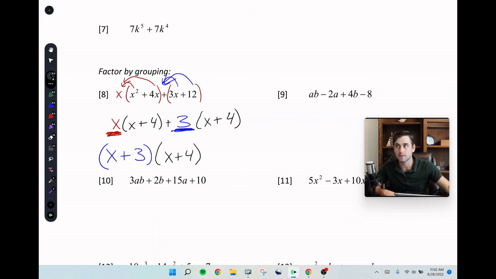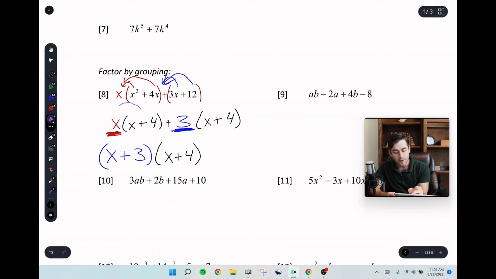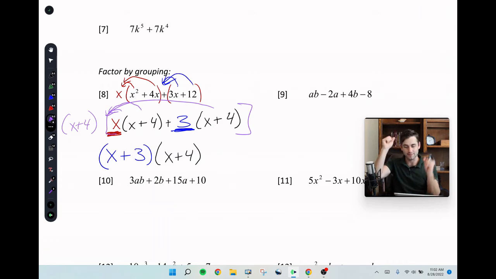Make sense? All right. Again, if you have any questions, let us know. We'd be happy to help. I can draw that last factor step. Basically what we did is we factored out a common x plus 4 from that whole thing to see that we were only left with x and plus 3.